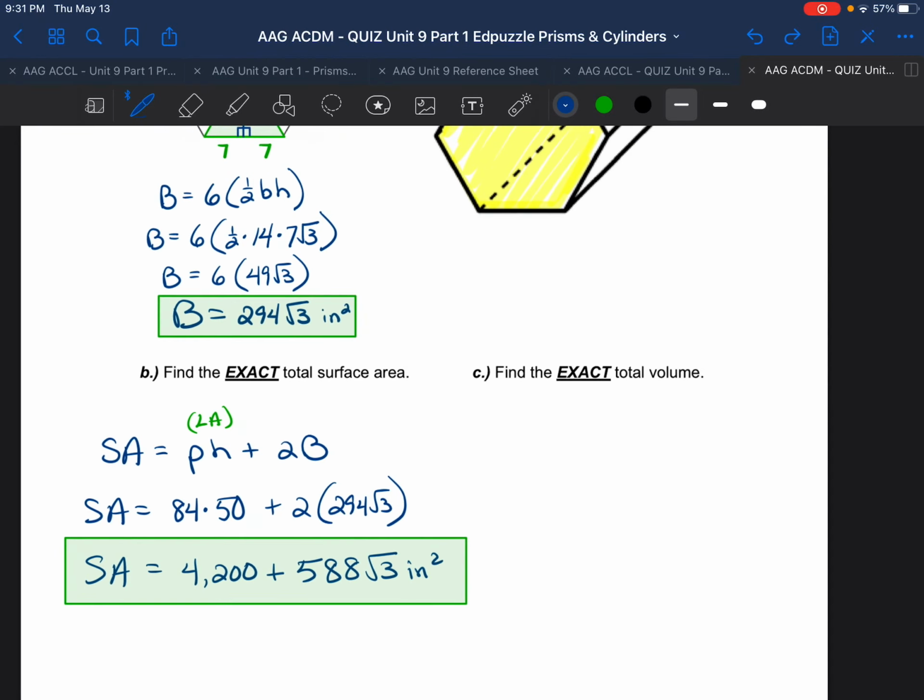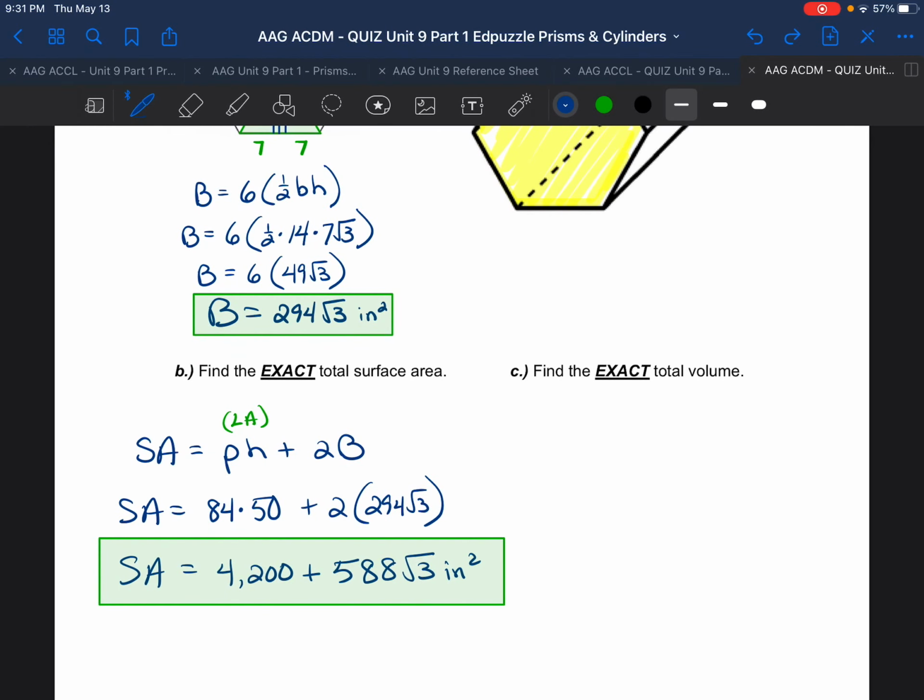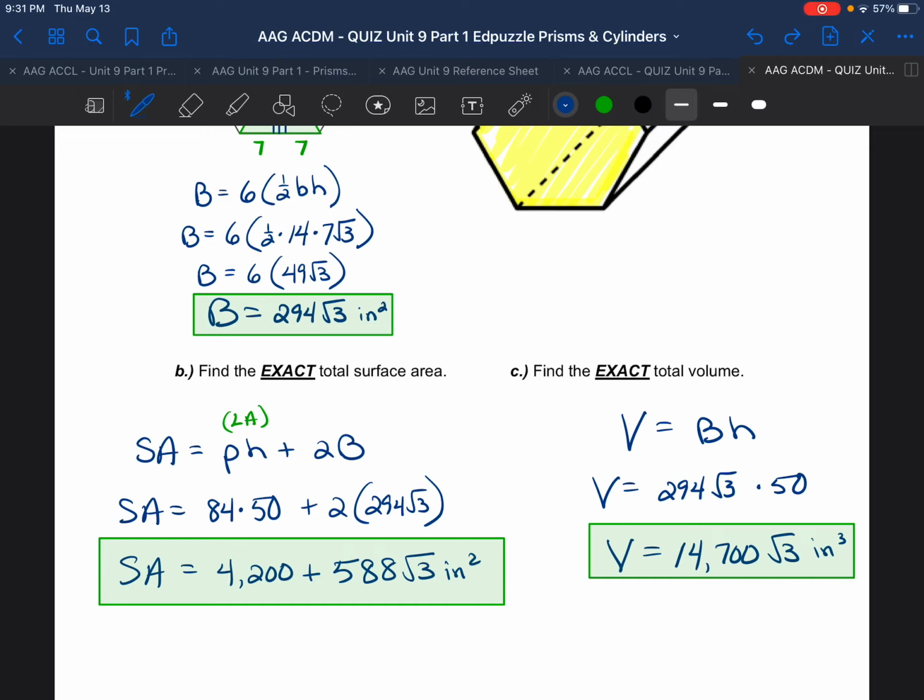All right, so finally, let's get to part C. Find the exact total volume of the prism. The total volume of the prism is going to be found by using the formula capital BH. We know that one base area is 294 radical 3. The prism is 50 tall. Your final volume will be 14,700 radical 3 inches cubed.